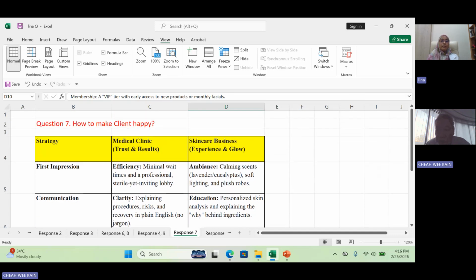Now, you may have a client that's very angry with you. They come in with a bad mood, or maybe you have given them some bad experience. Now, in your business, whether medical care or skincare, especially skincare, you are a service industry. Service industry, the important thing is the client can tell you the feedback immediately.